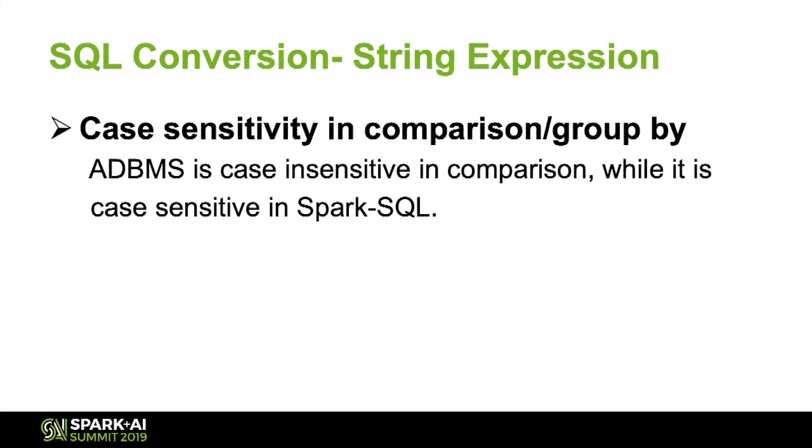The fourth case is the string expression conversion, which is more tricky and a headache. The first one is the case sensitivity in comparison or group by. ADBMS is case insensitive in comparison, while it is not true in Spark SQL. To bridge the gap and get a similar result, we have to apply a lower or upper function to the string column before comparison or group by.